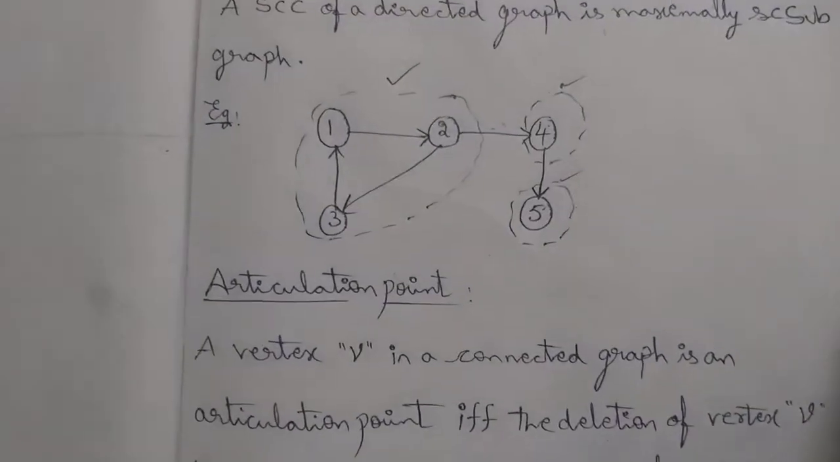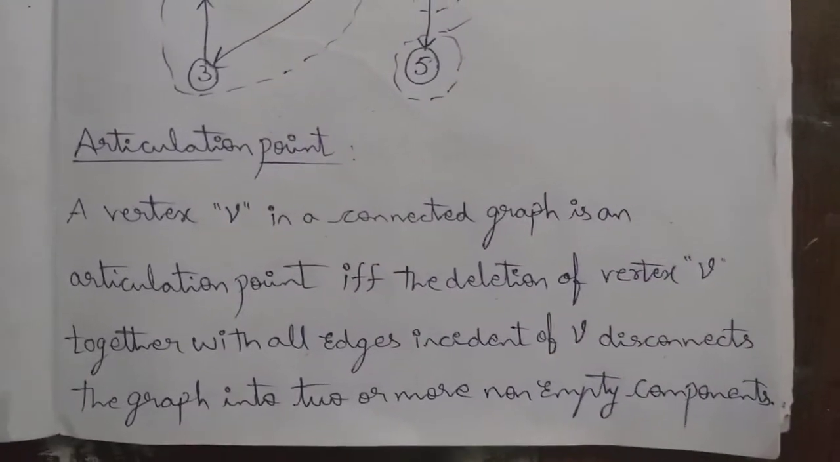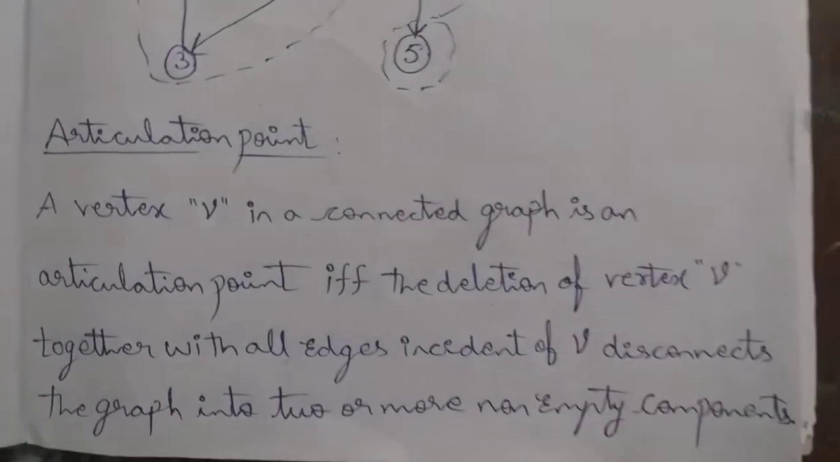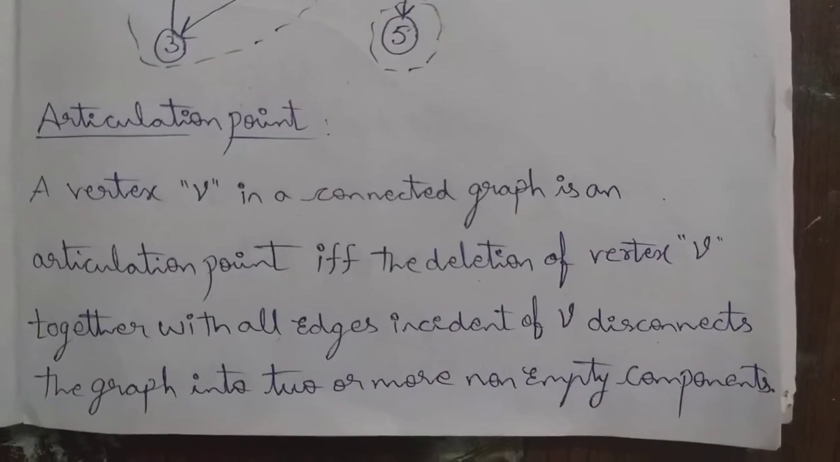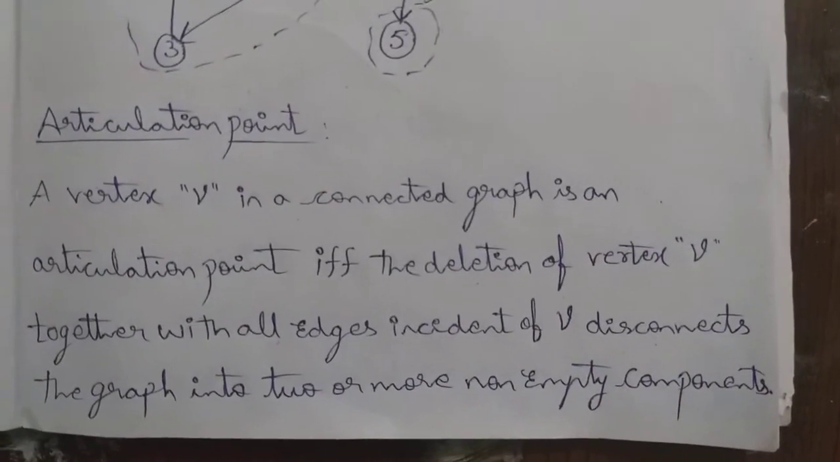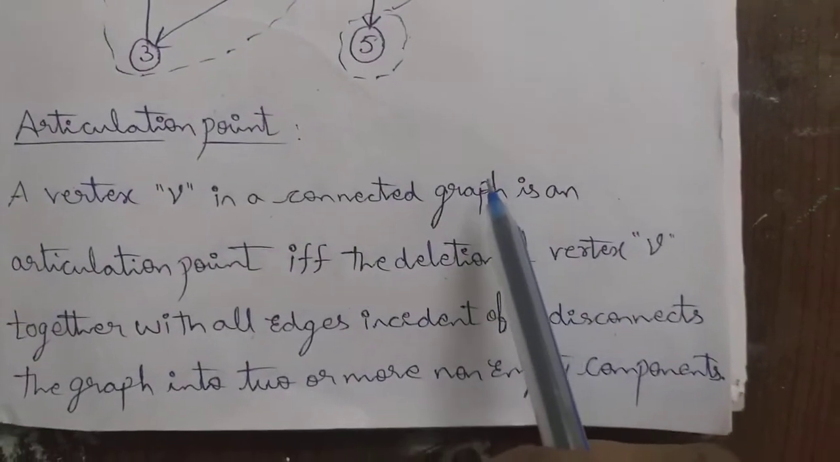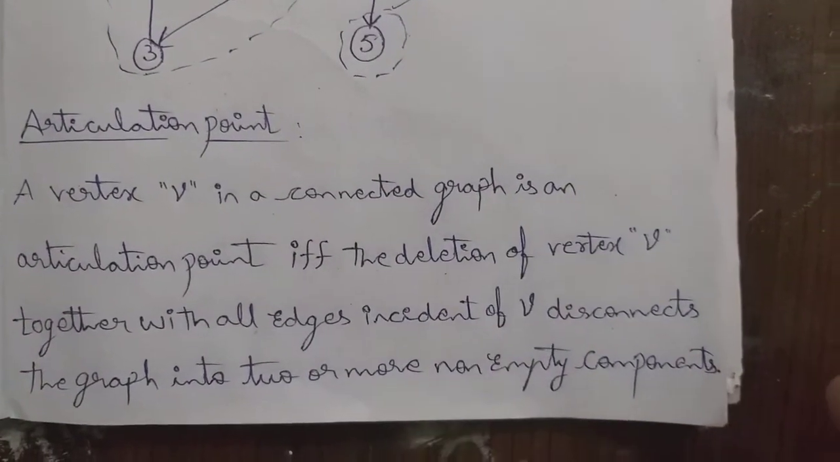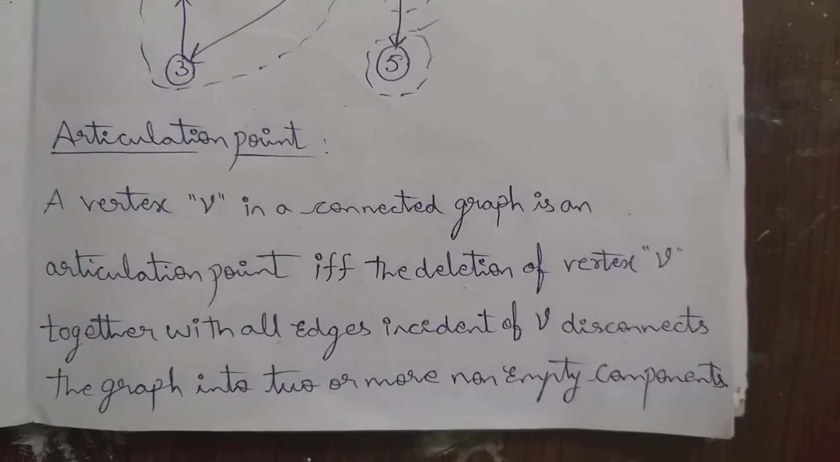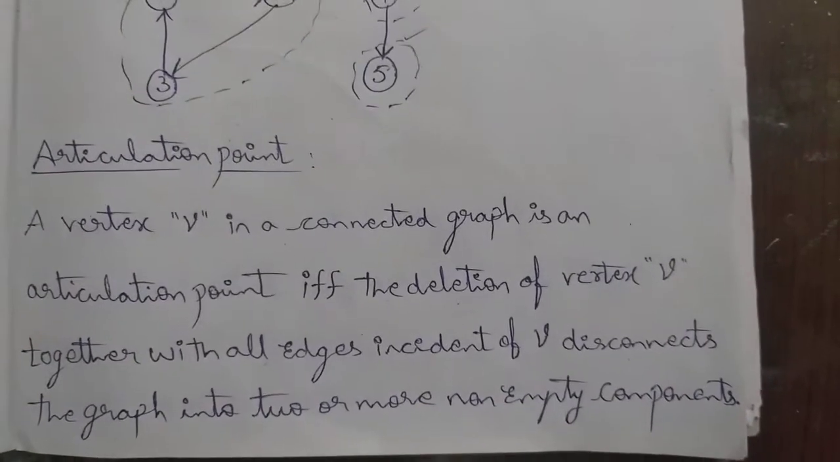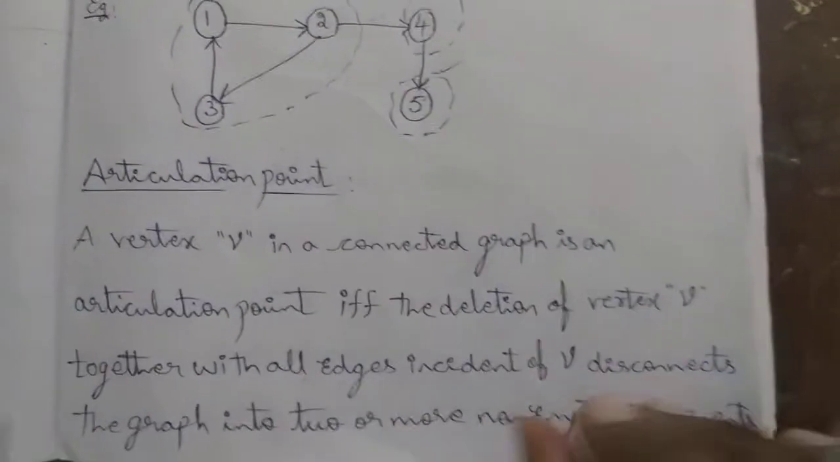What is meant by an articulation point? A vertex V in a connected graph is an articulation point if and only if the deletion of the vertex V together with all the edges incident on V disconnects the graph into 2 or more non-empty components. What does it mean? Take an example. This is a small example.